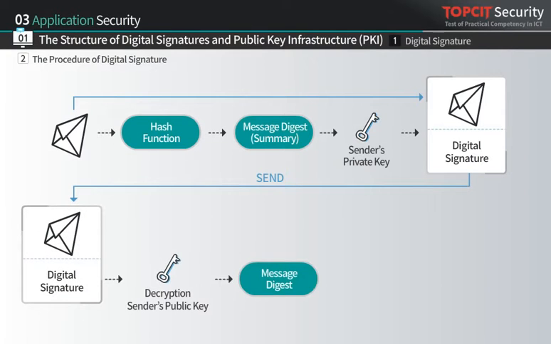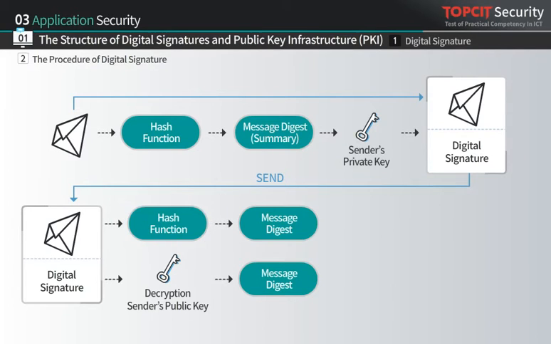Then, the receiver decrypts the received digital signature using the sender's public key, thus extracting the message digest created by the sender. It then applies the same hash algorithm of the sender to the received message, creating a new message digest. By comparing the message digest it created with the one from the sender, it determines the proper sender if the digital signature and the two digests are identical.